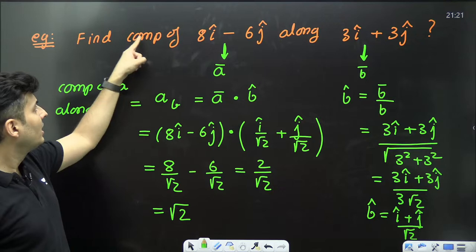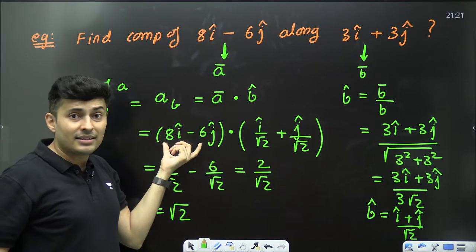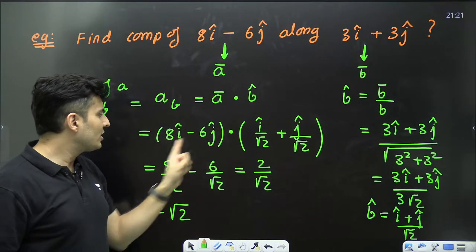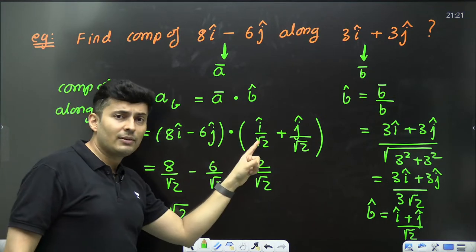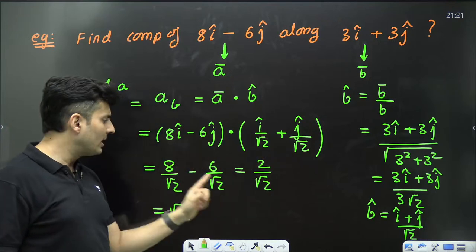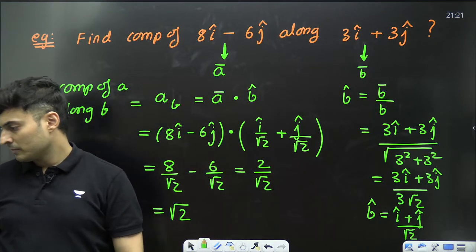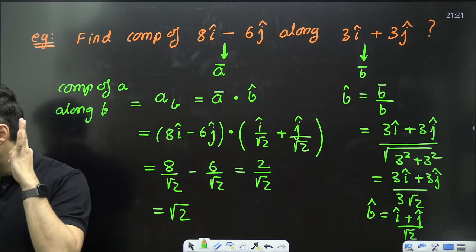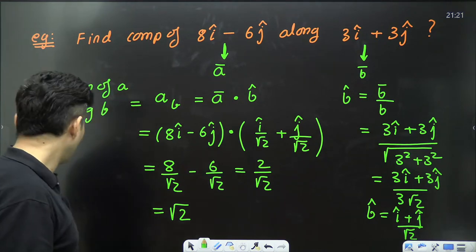A bar is just this one. Put it as it is. Don't find the unit vector. Now just do the dot product. 8i goes with i by root 2. Minus 6j goes with j by root 2. Multiply it and you'll get the answer. All right. Everybody. Awesomeness.